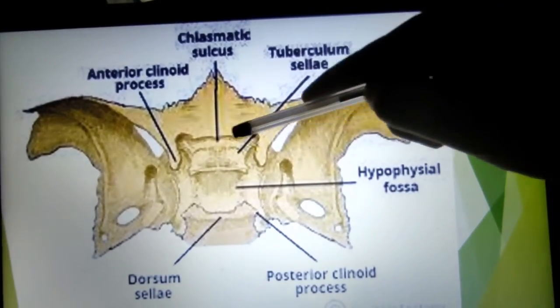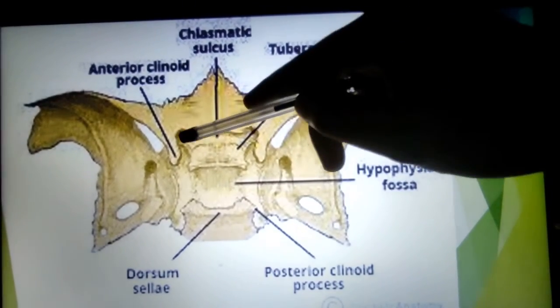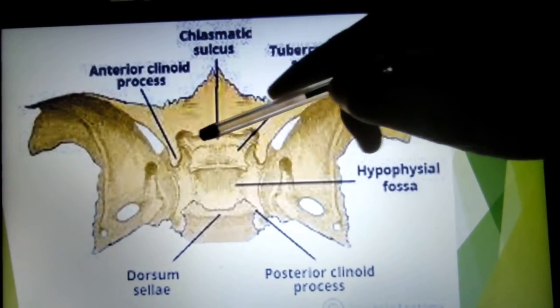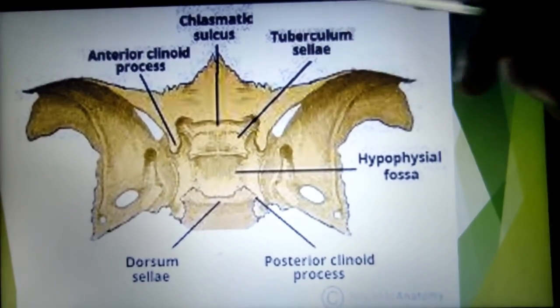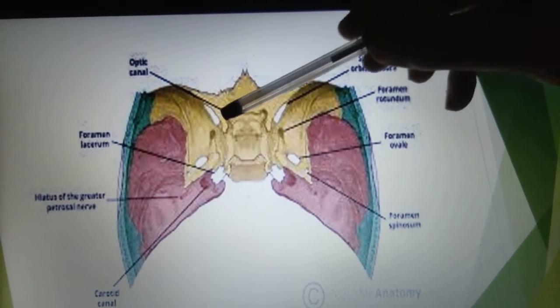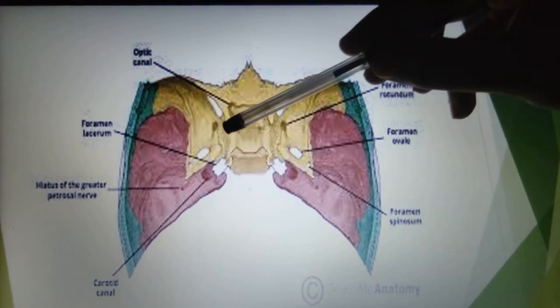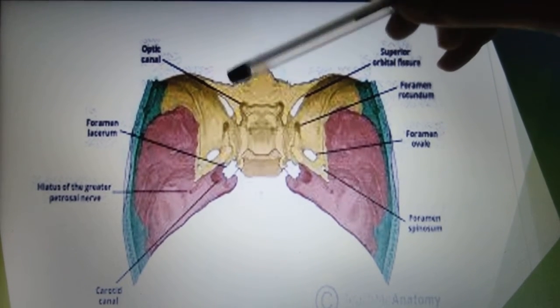Here we can see a hidden canal just below the anterior clinoid process. It is known as optic canal. We can see the optic canal in the next diagram. Here we can see the optic canal. This is the optic canal which connects the middle cranial fossa with the orbit.